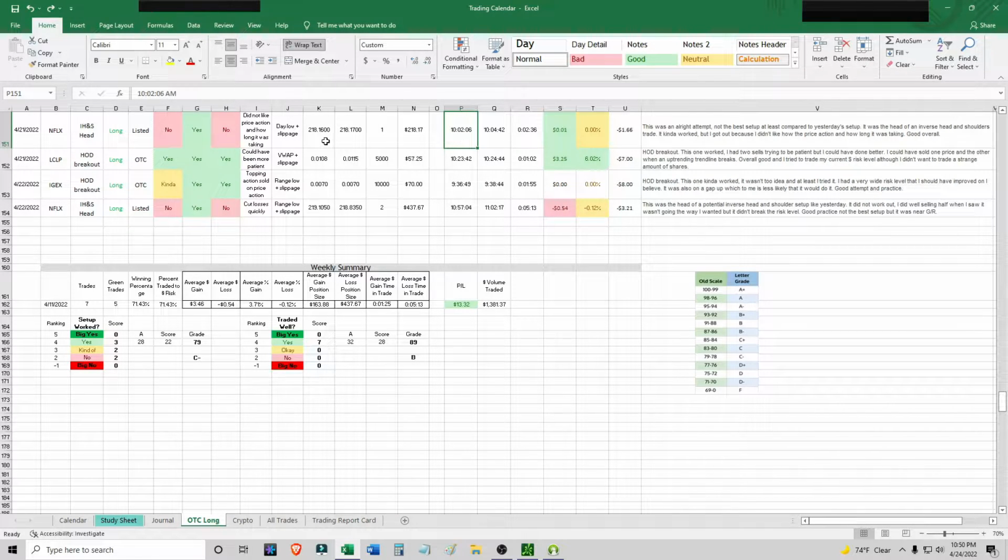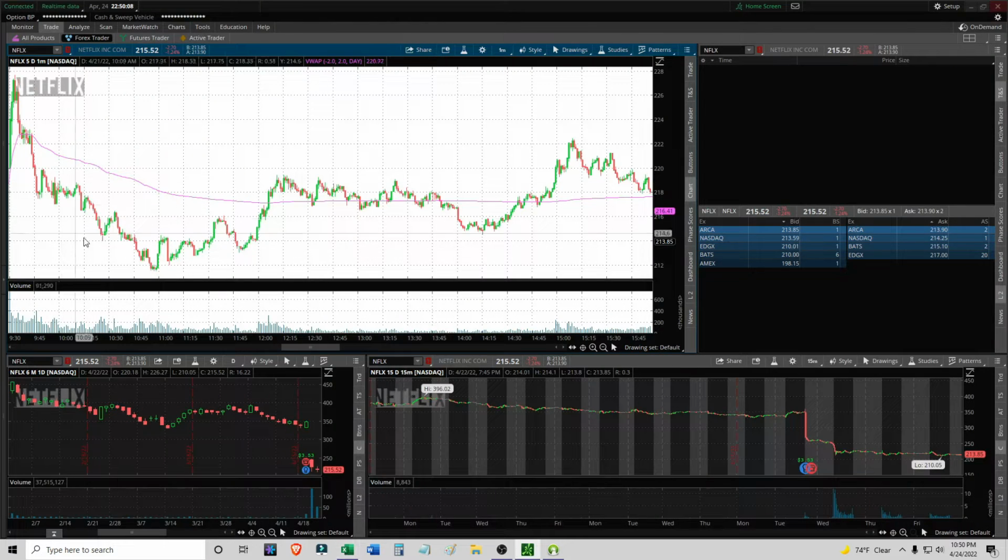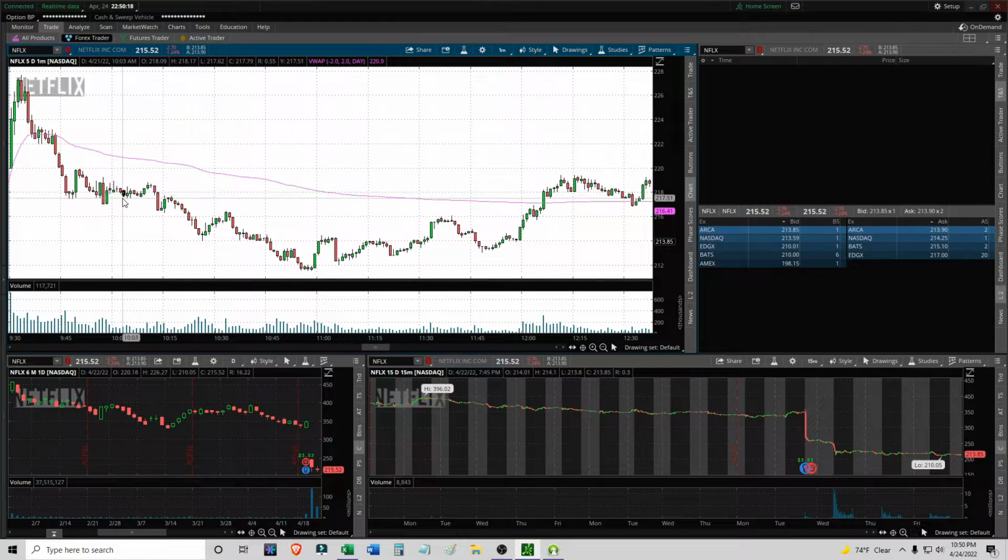I was in at 10:02, at 218.16. So 10:02 was way back here. Let me zoom in a bit more. 10:02 was right here at, what was it, 218.16, I believe. So I was in it right here. And why did I decide to trade this? I thought this was the head of an inverse head and shoulders.